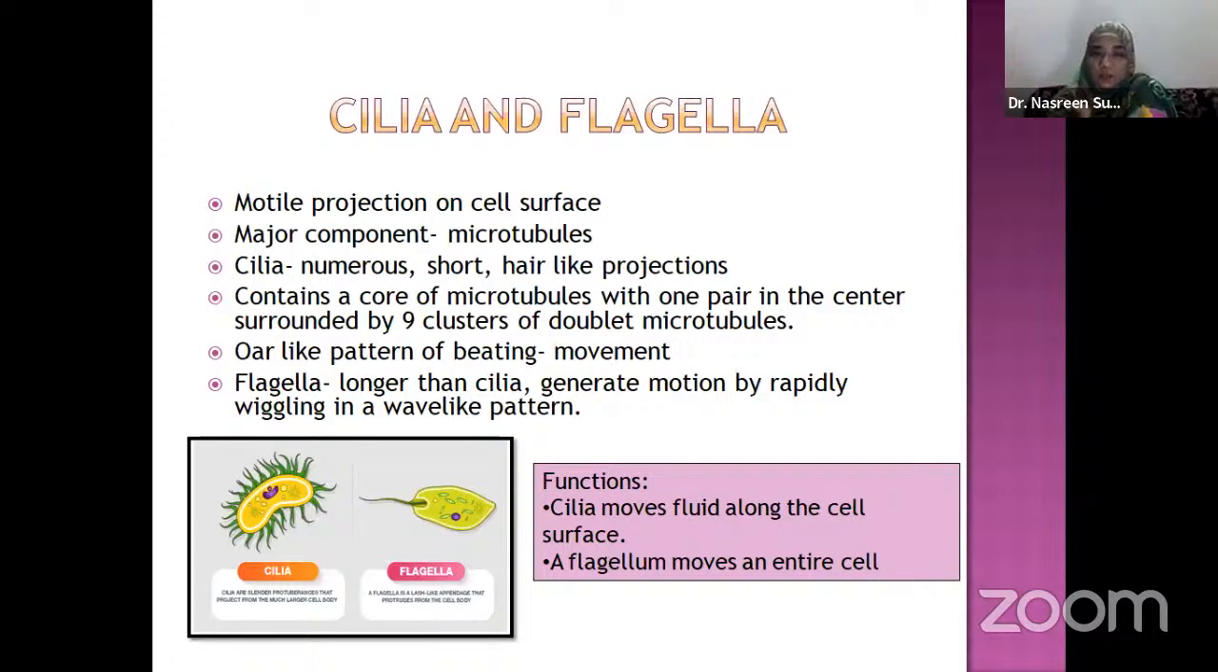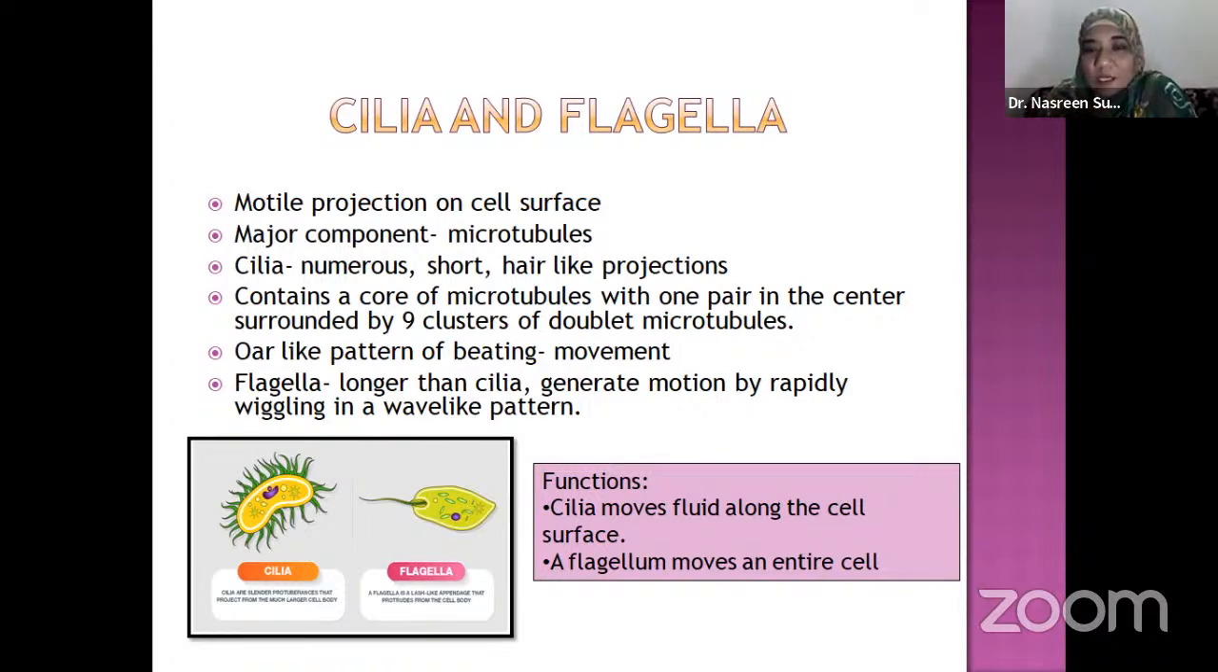Coming to the next cell organelle, that is cilia and flagella. Here, cilia are motile projections on the cell surface. You can see here how they are present. The major component will be microtubules again. Microtubules means what protein? Tubulin only. Cilia are short, numerous, hair-like projections, and contain a core of microtubules with one pair in the center.